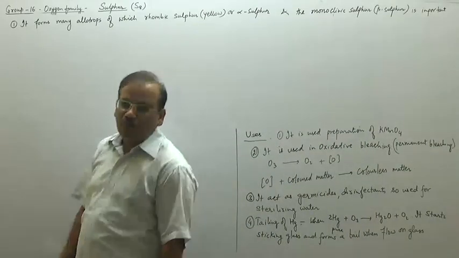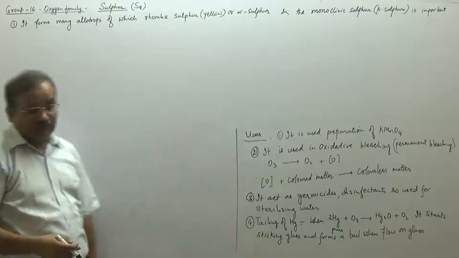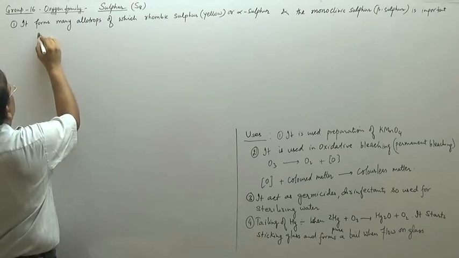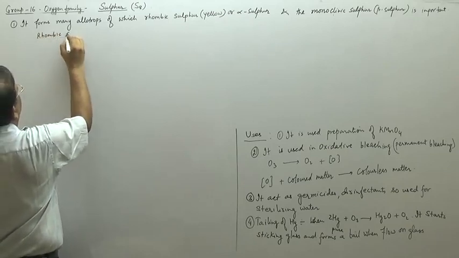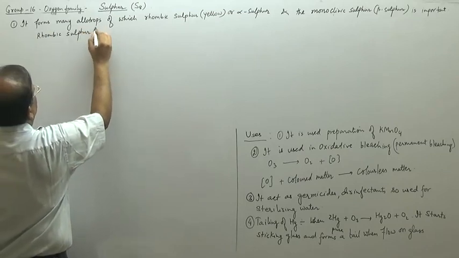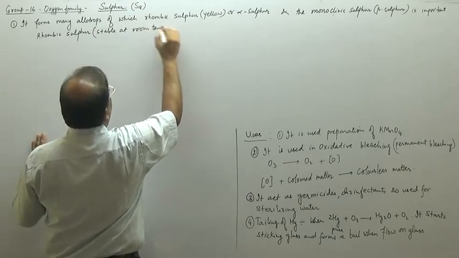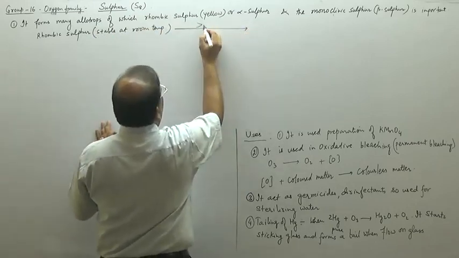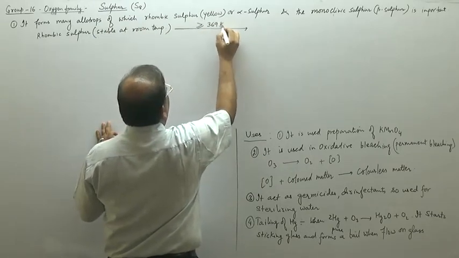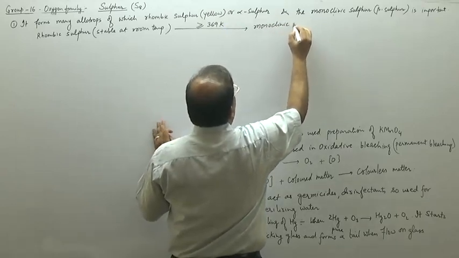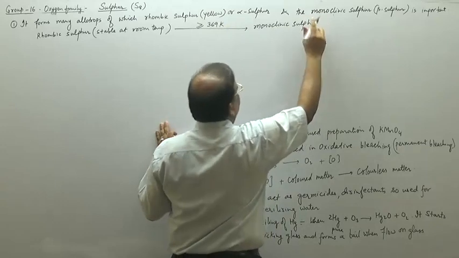One is called the rhombic sulfur, the other is called the monoclinic sulfur. The rhombic sulfur is stable at room temperature. On increasing the temperature, when it is heated to 369 Kelvin, it will get converted into monoclinic sulfur, that is the beta sulfur.